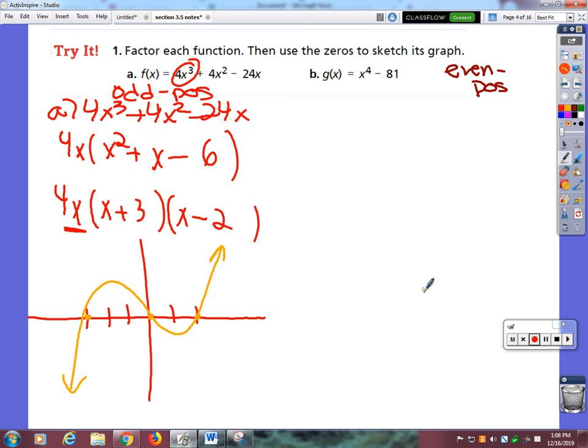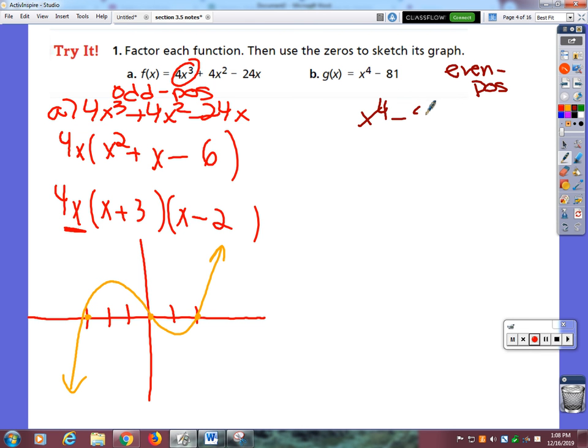So if you wanted to find this minimum point, a good guess would be if you plug 1 into the original function, so that'd be 4 plus 4 minus 24, that gives me negative 16, so this one is way stretchier also. But we're not really concerned that much about that.